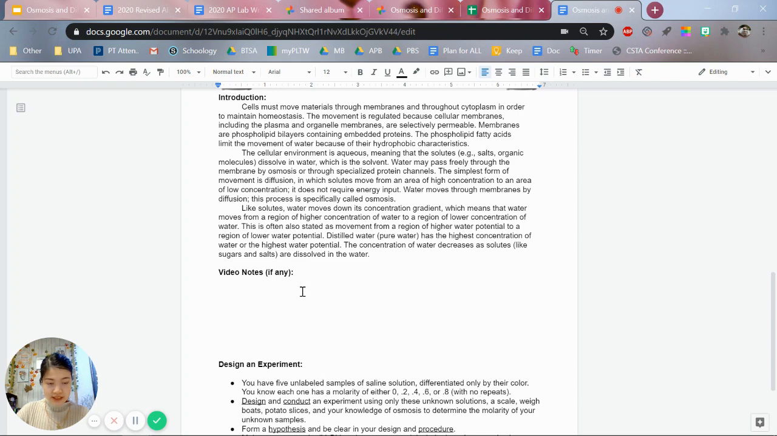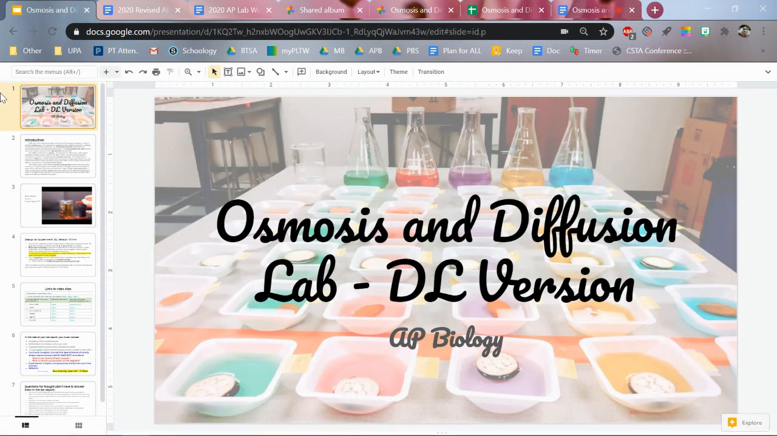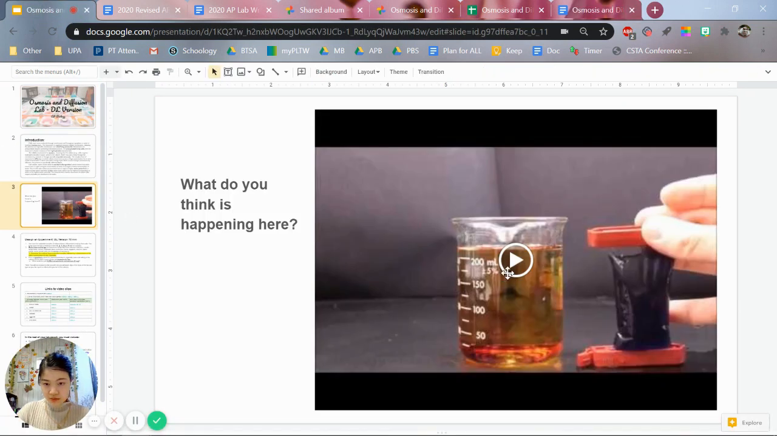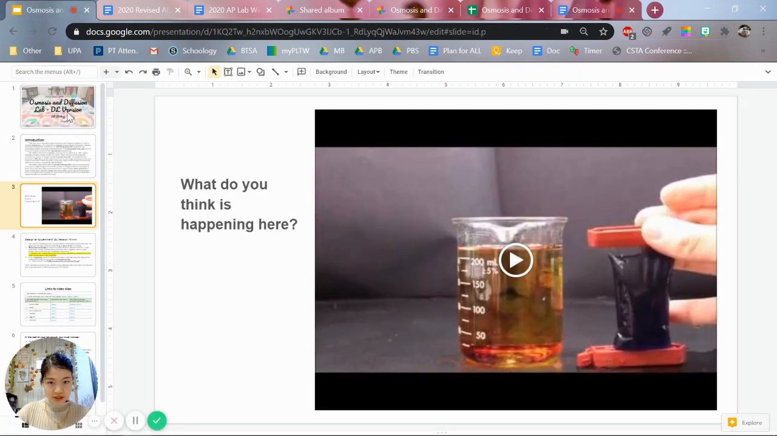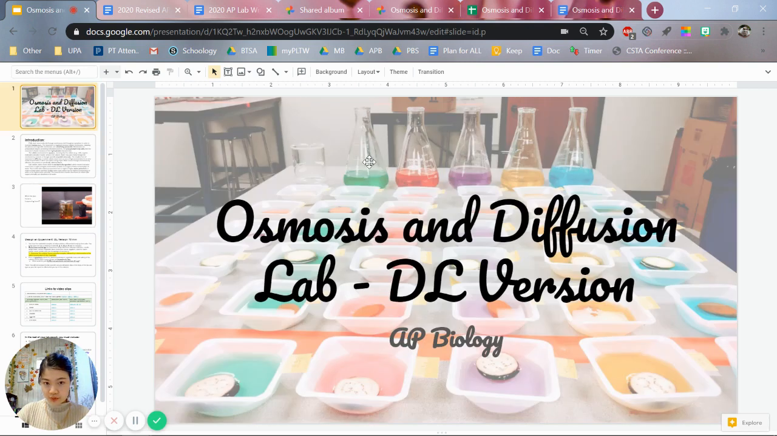Here's the introduction, and there are video notes that students can take when they're watching this really quick time lapse, just answering what do you think is happening here in the video. This is the basic iodine and starch dialysis tubing activity. Then students are going to design an experiment with 5 unknown samples of saline solution that are colored. You can see the 5 unknown samples are over here.